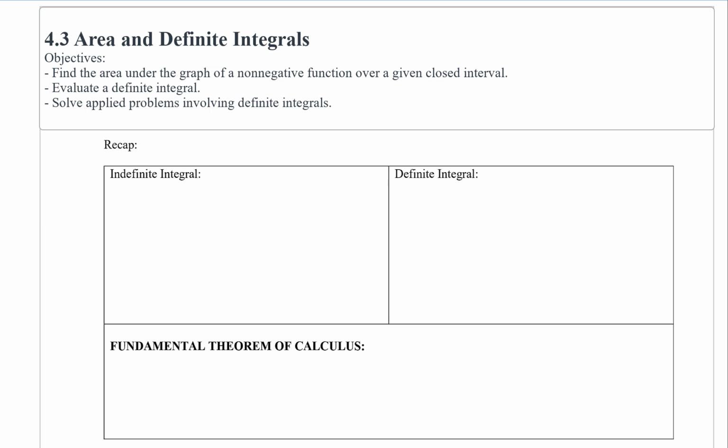Let's begin with a recap. Let's start off by talking about the indefinite integral. The indefinite integral is the integral of lowercase f of x dx, which is equal to uppercase F of x. And don't forget that plus c.